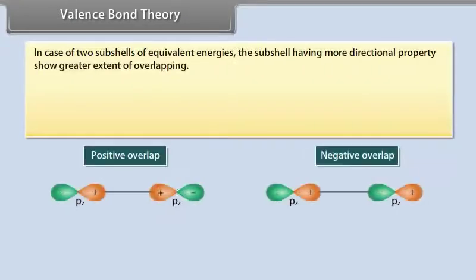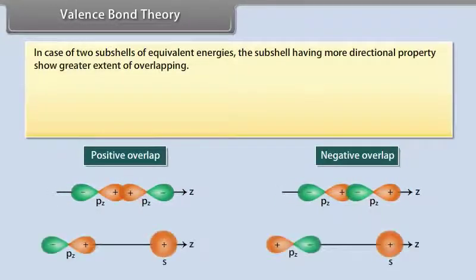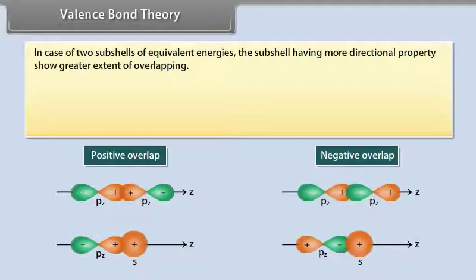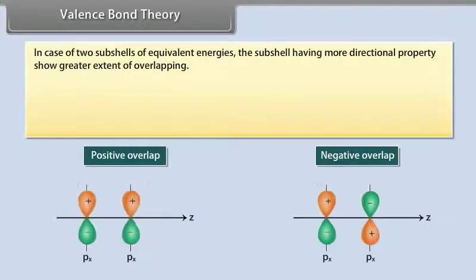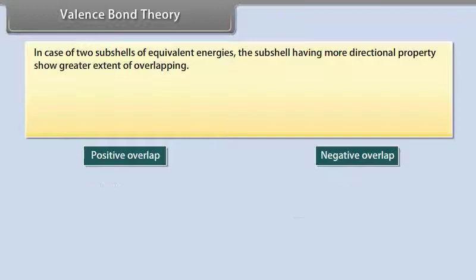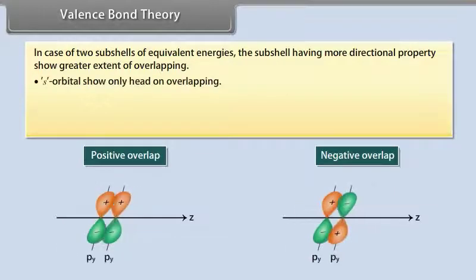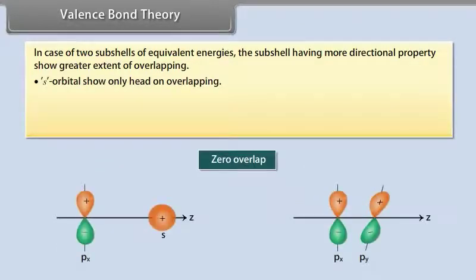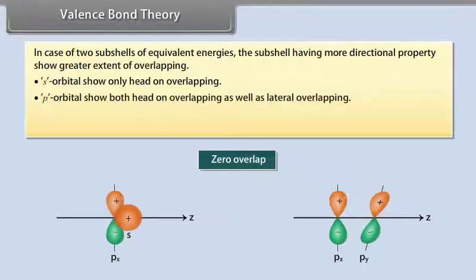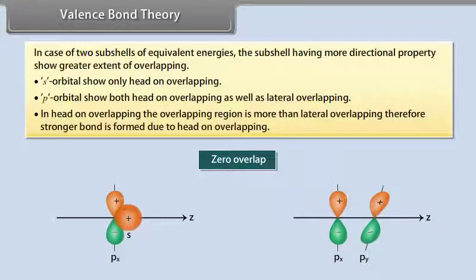In case of two subshells of equivalent energies, the subshell having more directional properties shows greater extent of overlapping. S orbitals show only head-on overlapping. P orbitals show both head-on overlapping as well as lateral overlapping. In head-on overlapping, the overlapping region is more than lateral overlapping. Therefore, stronger bond is formed due to head-on overlapping.